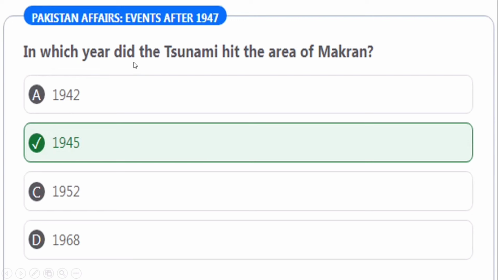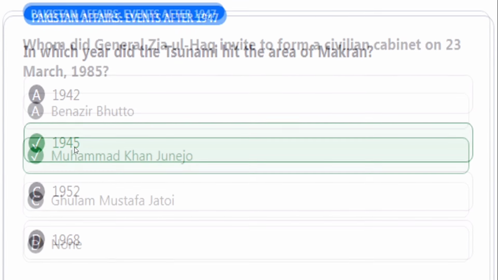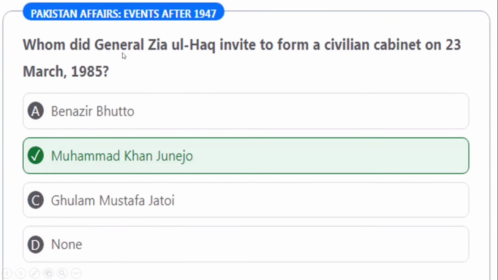In which year did the tsunami hit the area of Makran? Right option A, B number, 1945. Whom did General Zia-ul-Haq invite to form a civilian cabinet on 23rd March 1985? Right option A, B number, Muhammad Khan Junejo.